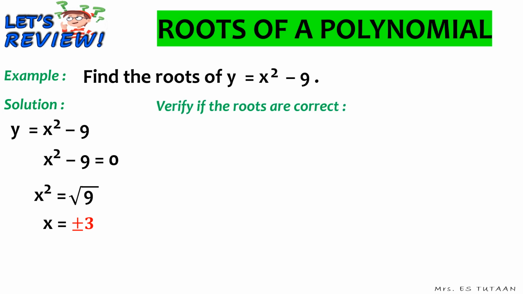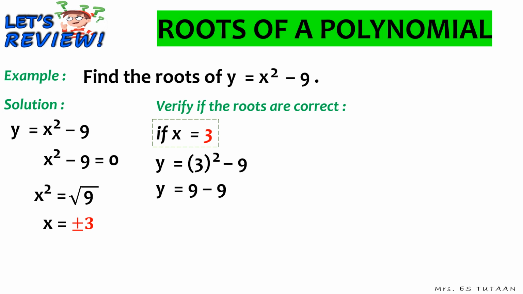Let us verify if the roots are correct by plugging the value of x to the given polynomial function. So if x is equal to positive 3, we will have y is equal to 3 squared minus 9, and that will give us 9 minus 9, and that is 0. So that means to say positive 3 is correct.